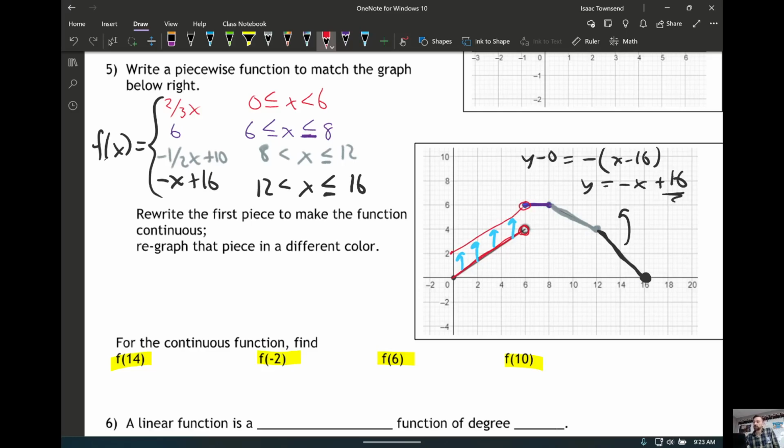And so if I was to do that, he goes from y equals 2/3 x plus 0 to y equals 2/3 x plus 2. If I just want that whole line to bump up to make this all continuous, I could just add 2 to the y-intercept.